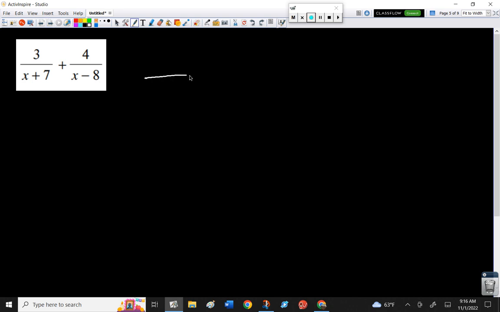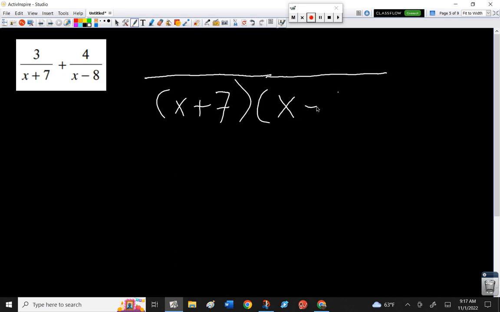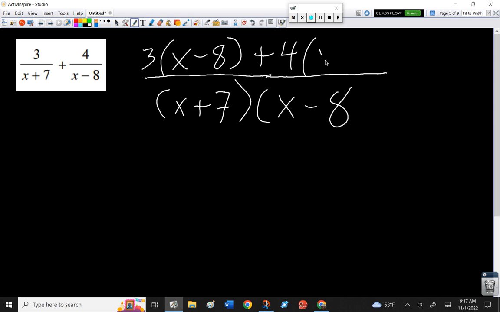So what I'd like you to do, ladies and gentlemen, is this. I'd like you to write, you're going to write long, and remember, you're just going to take these two denominators and multiply them together. This is b times d. Now I'm going to take the 3 and I'm going to multiply that times x minus 8, because that's the other denominator, and I'm going to add 4 times x plus 7. That's AD plus BC over DB.